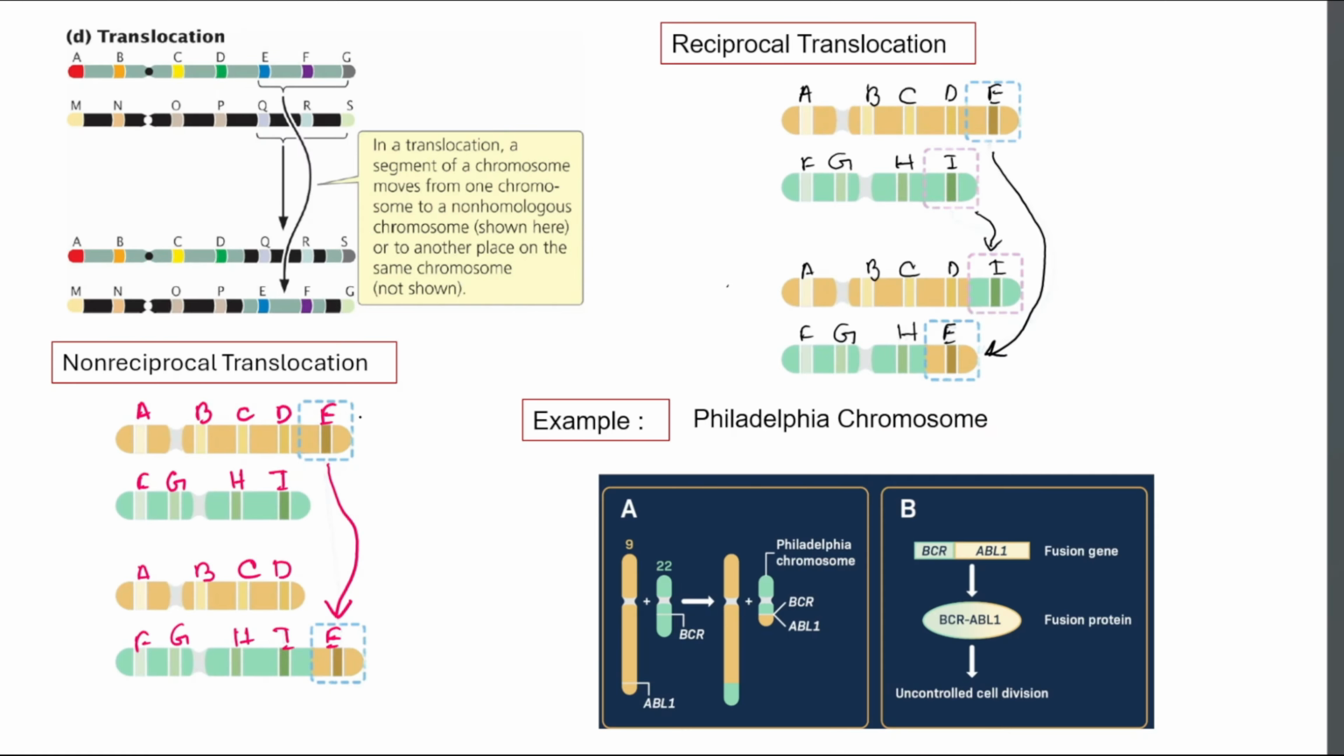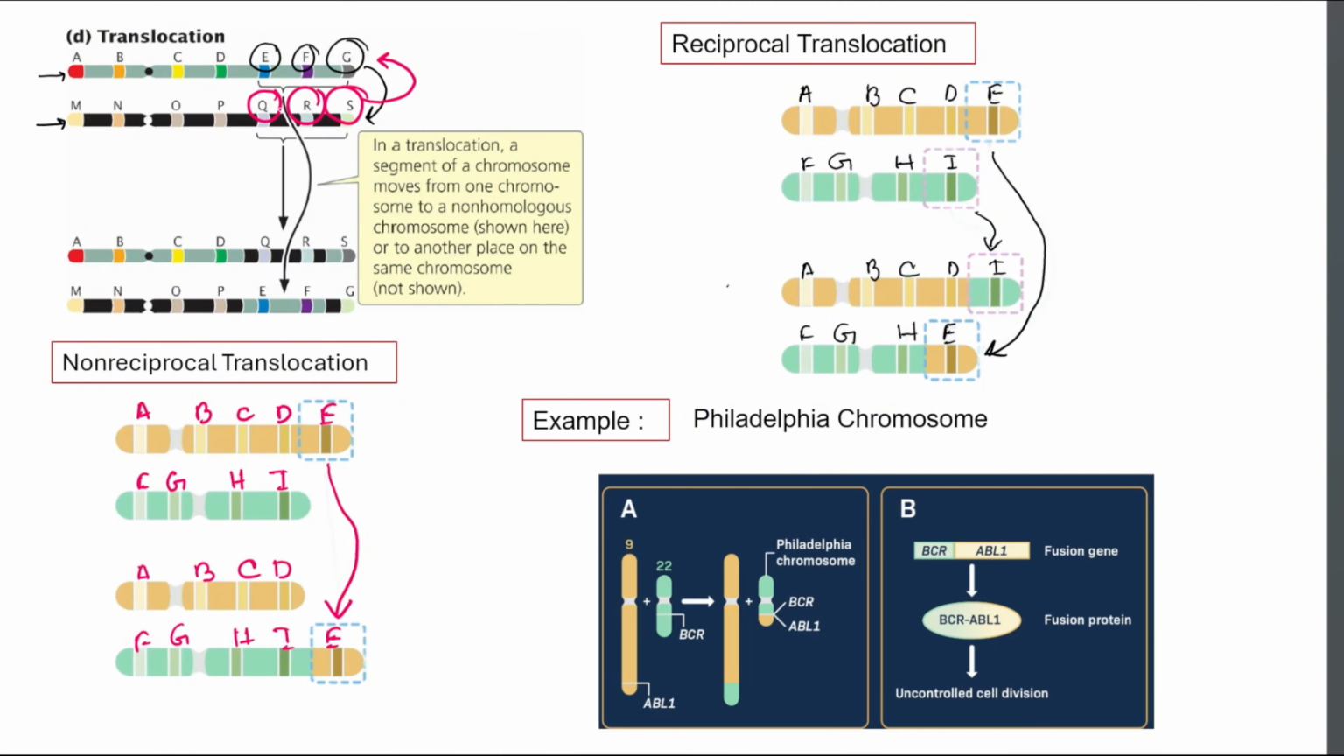So next is the translocation. Translocation is a type of chromosomal mutation where a segment of a chromosome is moved between non-homologous chromosomes or within the same chromosome. Here E, F and G is a chromosomal segment which is moved to another non-homologous chromosome in the position of Q, R and S, and this Q, R, S of the other non-homologous chromosome is moved to the position of the E, F, G segment. So this process or mutation is called translocation mutation.